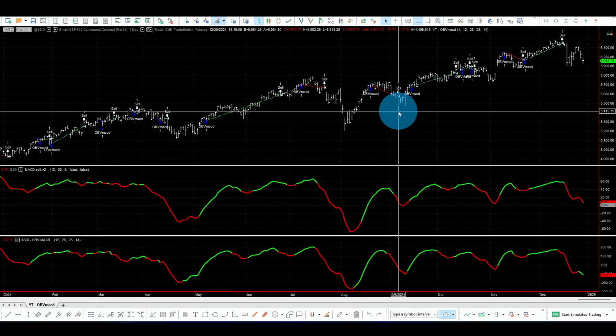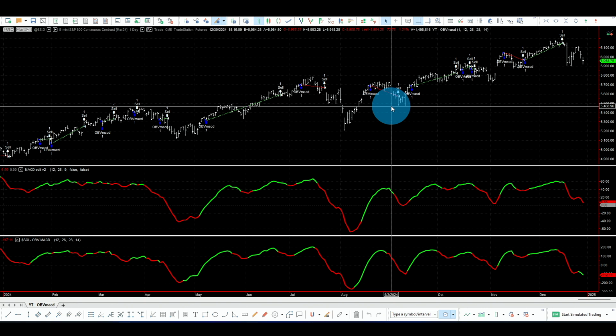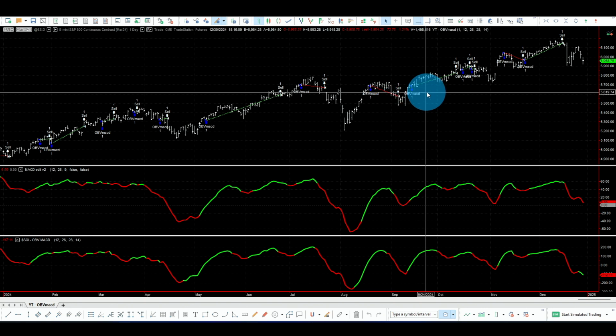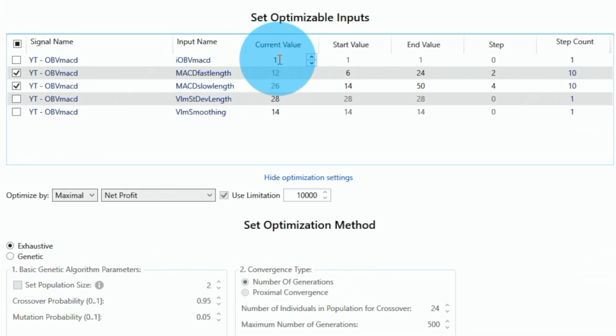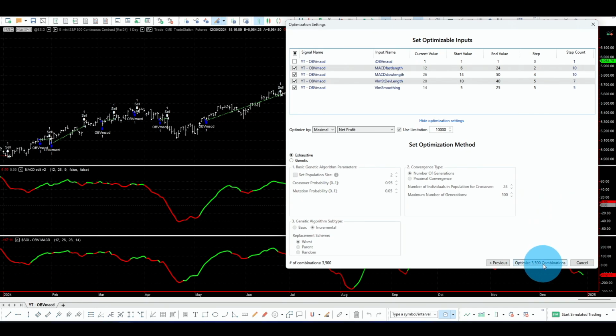Now, since we have the additional volume, we can also optimize the volume for the unbalanced volume MACD. So let's do that. We will fix the unbalanced volume. We don't need to optimize that. And now we will add the volume optimization. Let's leave the fast length and slow length with the same optimization. And now let's optimize the volume standard deviation length. Let's go from 10 to 40, probably in steps of 4. And we'll do the smoothing from 5 to 25 in steps of 5. That gives us 3,500 combinations.